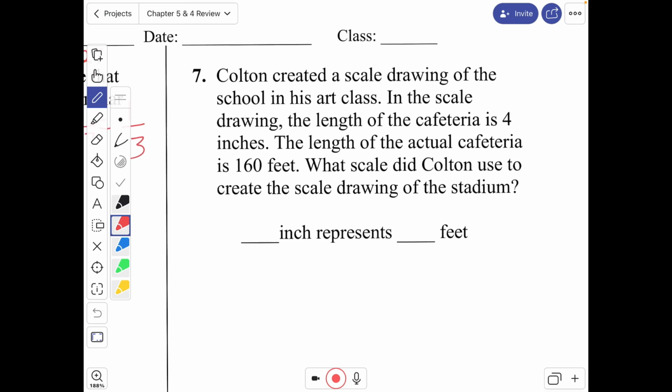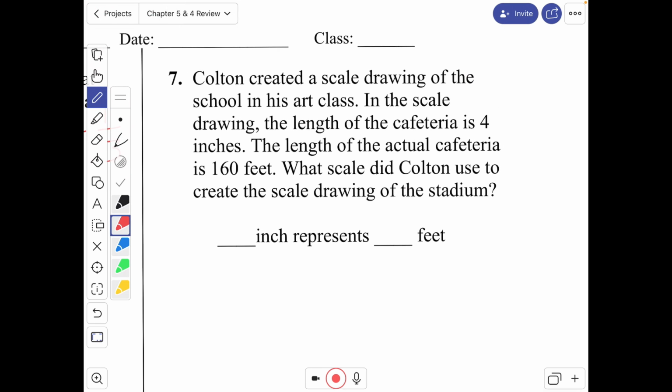Number 7. Colton created a scale drawing of the school in his art class. In the scale drawing, the length of the cafeteria is 4 inches. The length of the actual cafeteria is 160 feet. What scale did Colton use to create the scale drawing of the stadium? I think that's supposed to be cafeteria. So we had 4 inches to 160 feet. That was the scale they gave us.